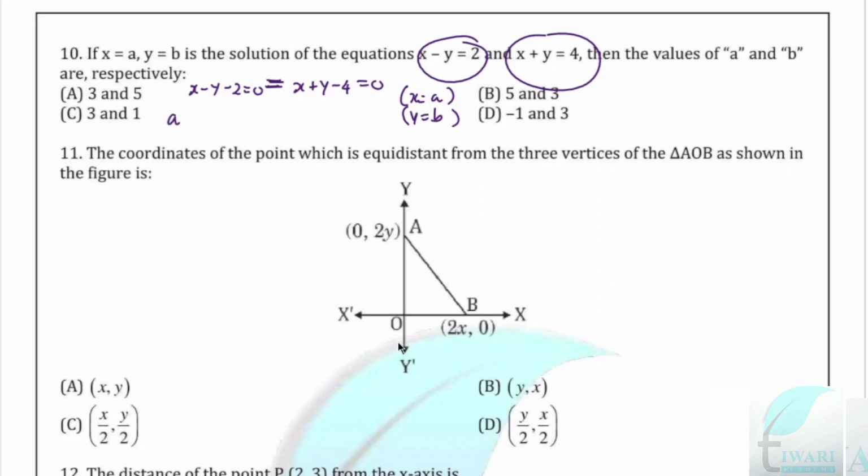So x is a, minus y, that is b, minus 2 equals a plus b minus 4. So here a and a will get cut. 2b equals 2, that is b equals 1. And if you put this value of b in the equation, you will get the value of a, that is equal to 3. So the correct answer is a is 3 and b is 1. So option C is the right answer.